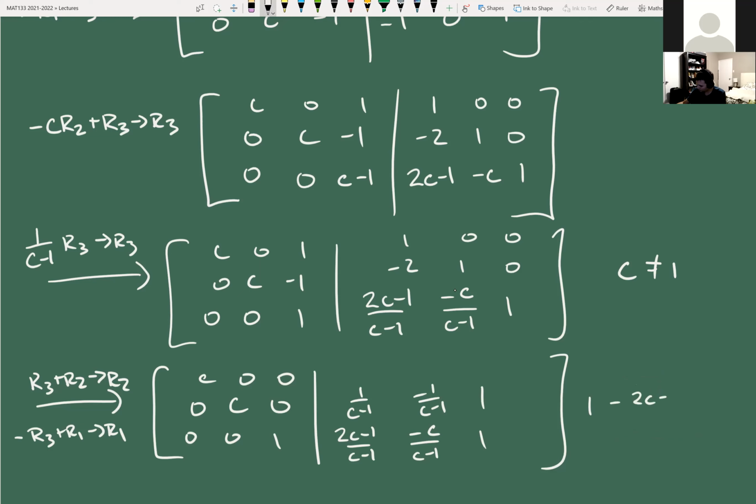2c minus. Oh, shoot. Oh, no, yeah, that's fine. So negative, so I'll go 1 minus (2c minus 1) over c minus 1. So that's going to be c minus 2c. So that's going to be negative c minus 2. And then if I do that, this is going to be c over c minus 1, and then negative 1.